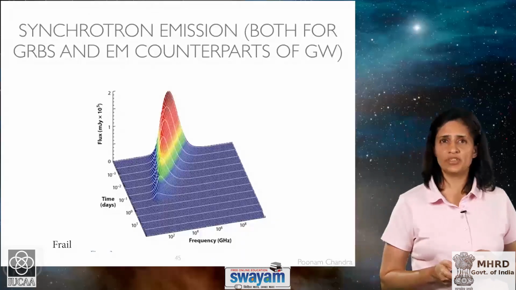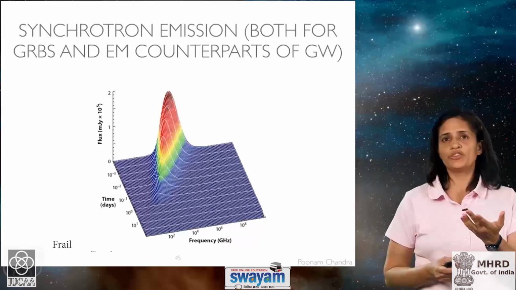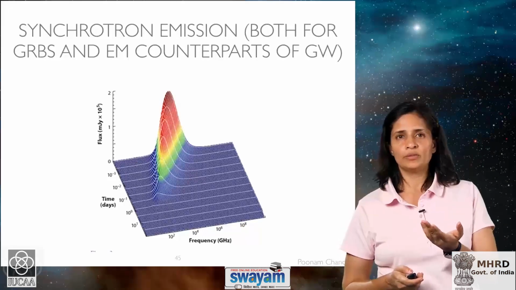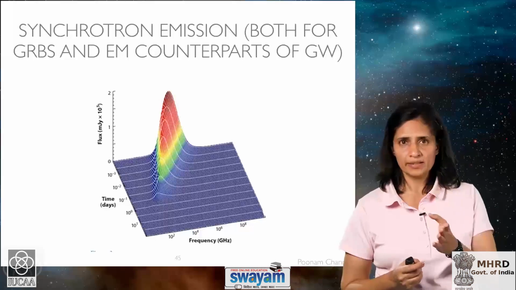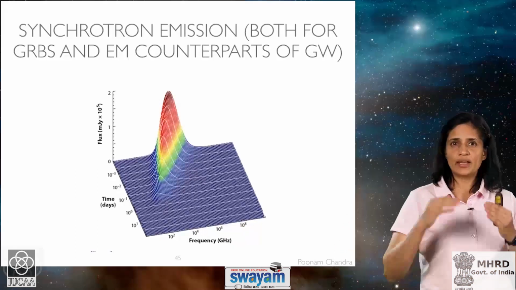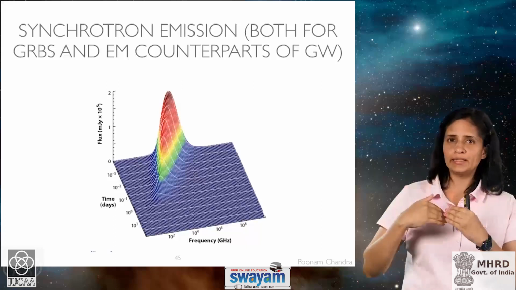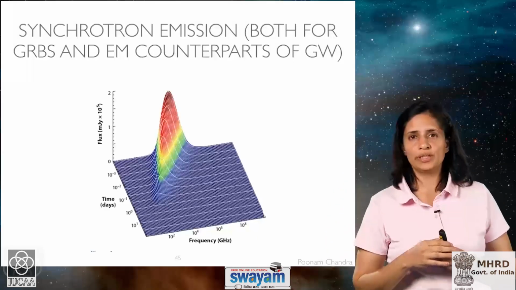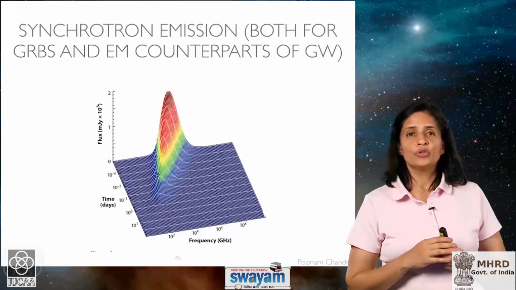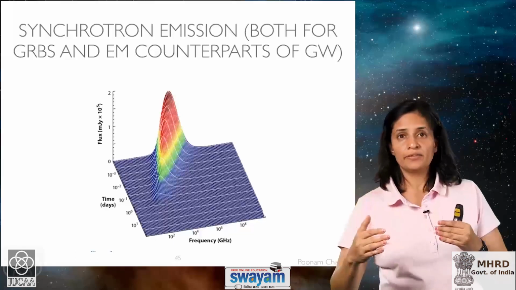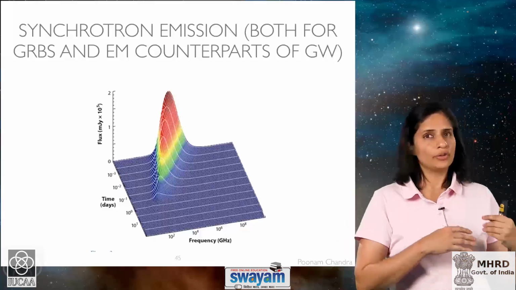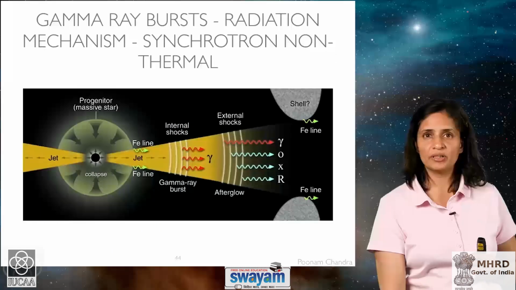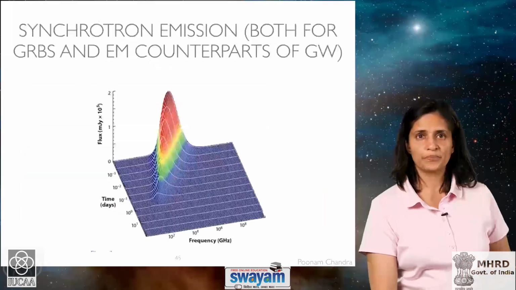And this is a three-dimensional plot of such a synchrotron radiation. On the x-axis, this is the frequency, on the y-axis, this is time, and on the z-axis, this is the intensity. And as you can see, at later and later times, the intensity peak goes to lower and lower frequency. So, you can actually observe it at different times, different epochs, for minutes to years, and then try to recreate the whole history of gamma ray bursts and how the radiations were produced.